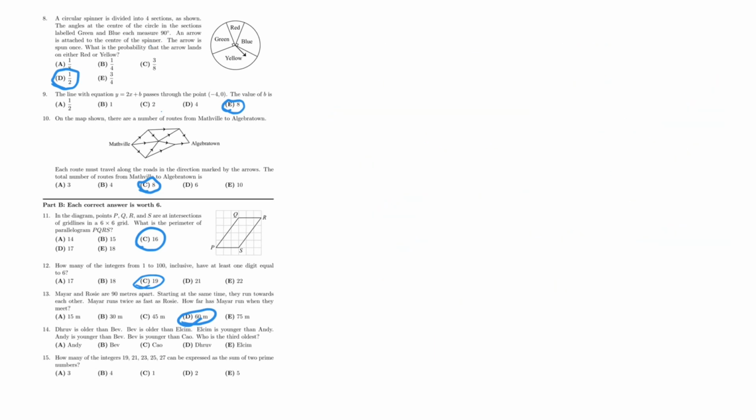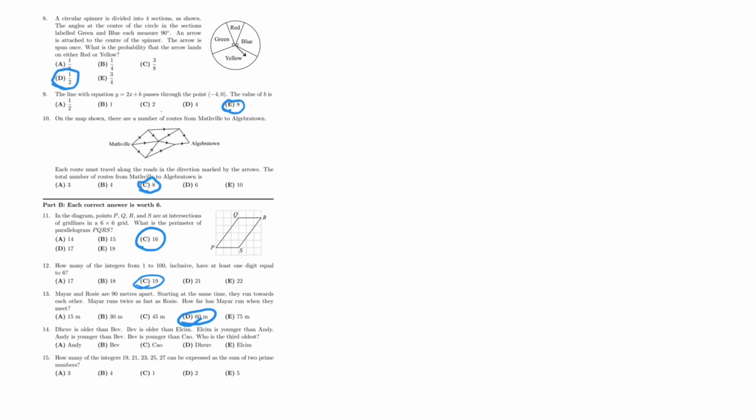Number 14. Drew is older than Bow. Bow is older than Elysium. Elysium is younger than Andy. Andy is younger than Bow. Bow is younger than Cao. Who is third oldest?